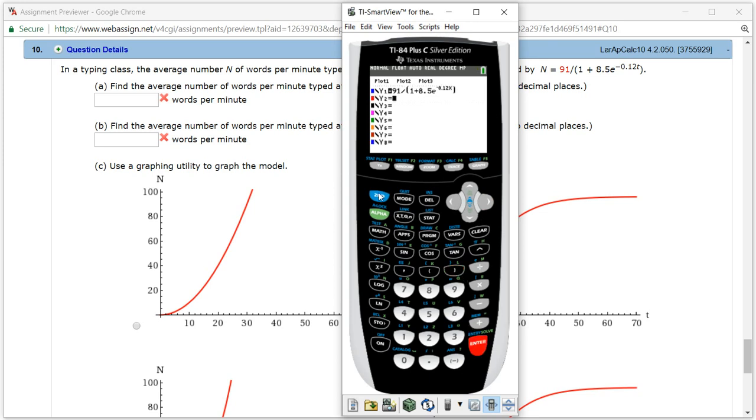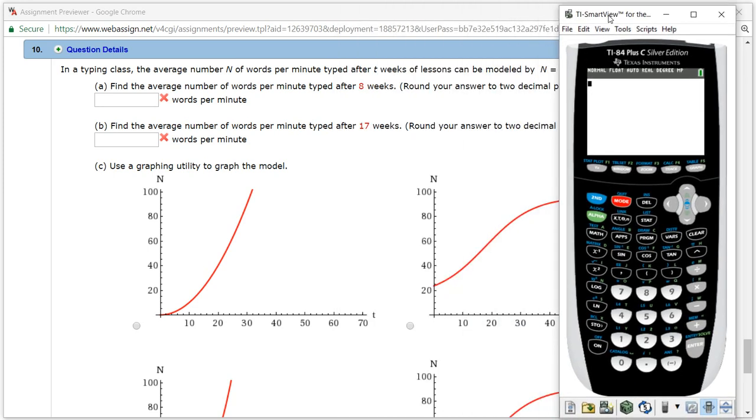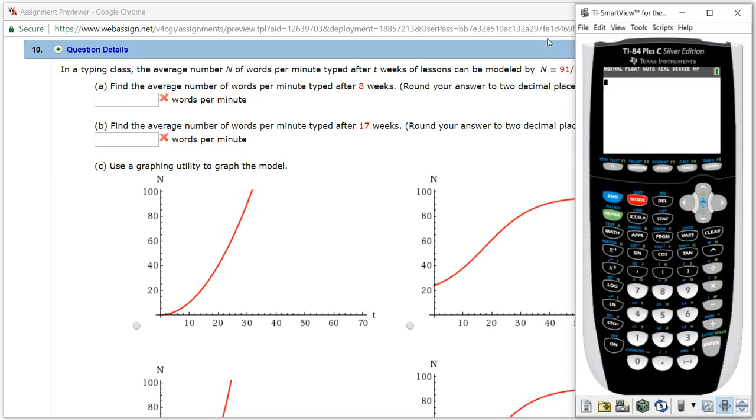Then I'm going to go back to the regular main screen. For part A, all you have to do is plug in t equals 8, or x equals 8 in this case. So I'm going to go to variables, Y variables, then function, 1, and y1. Then we plug in 8 here and hit enter. So we got 21.39.